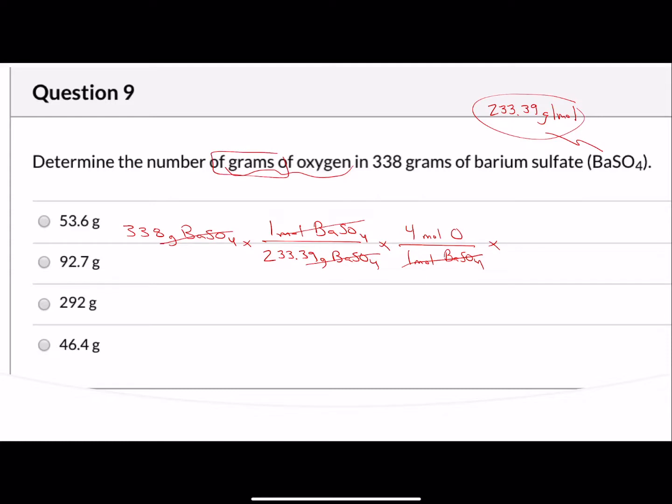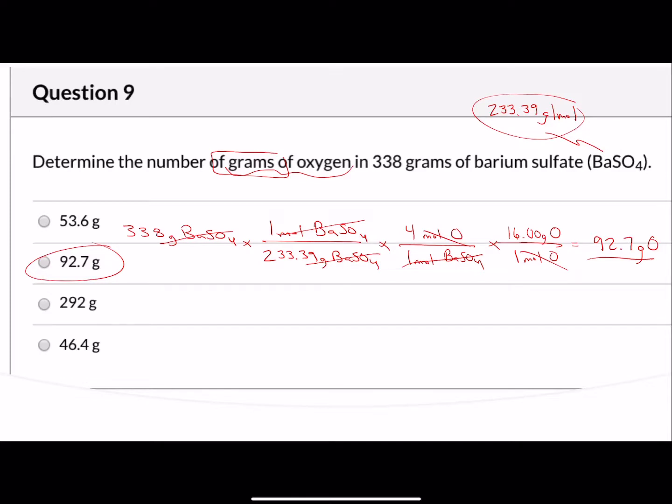But luckily, I have a periodic table, and I know that in 1 mole of oxygen, I have about 16.00 grams of oxygen. So when I punch all that into my calculator, I ended up with 92.7 grams of oxygen, which is this answer here.